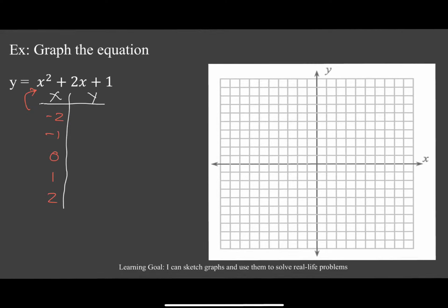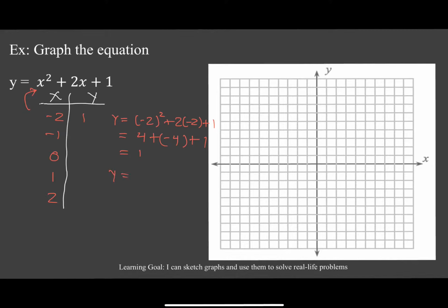So for my first x value, I have -2. So I'm going to go ahead and replace all the x's with a -2 and simplify this out. -2 squared is just 4, plus 2 times -2 is -4, plus 1. So our 4 and our -4 cancel out, and we're just left with a y value of 1.